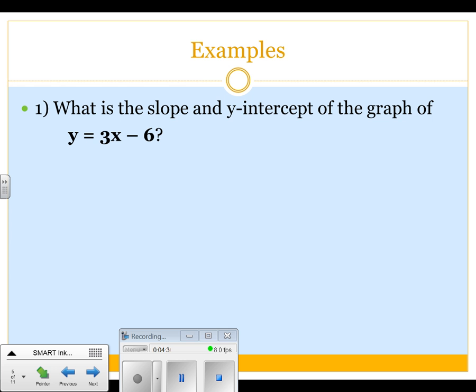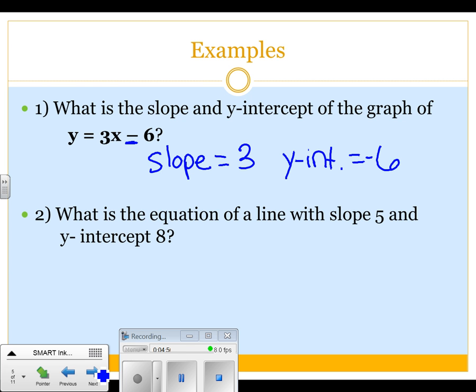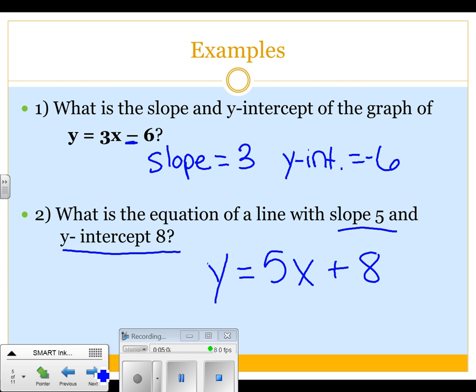So what is the slope and the y-intercept of the graph y equals 3x minus 6? Well, the slope is 3. The y-intercept is at -6 because we see the minus in front of the 6. That makes it a -6 for the y-intercept. What is the equation of a line with a slope 5 and a y-intercept of 8? y equals 5x plus 8 would be the equation in slope-intercept form.